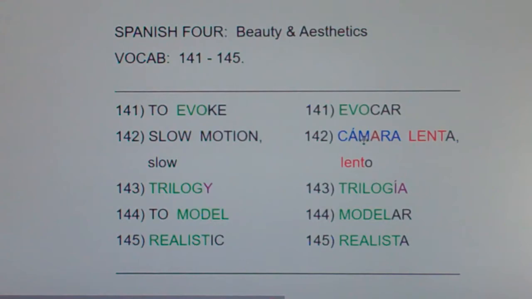Also notice the accent mark. It says, hey, don't stress the next to last vowel. Don't say cámara, stress me, cámara.